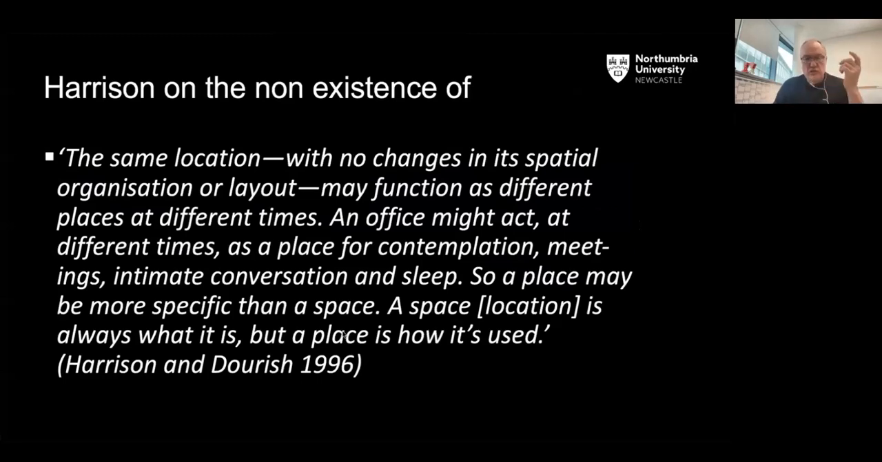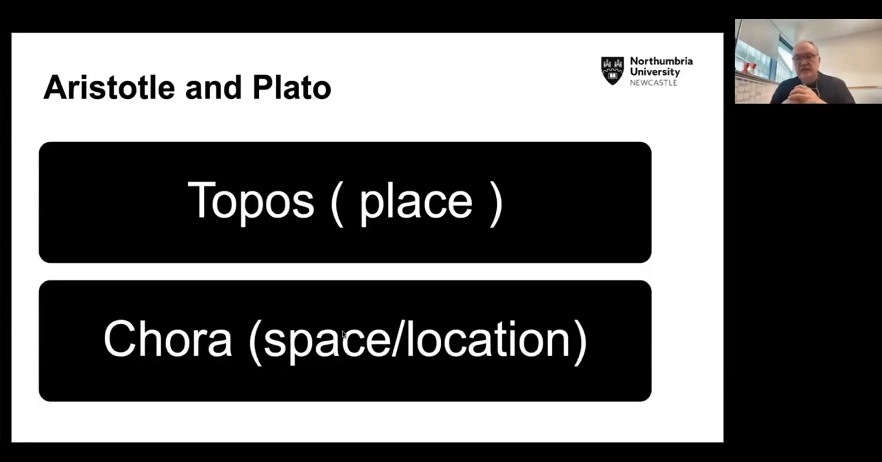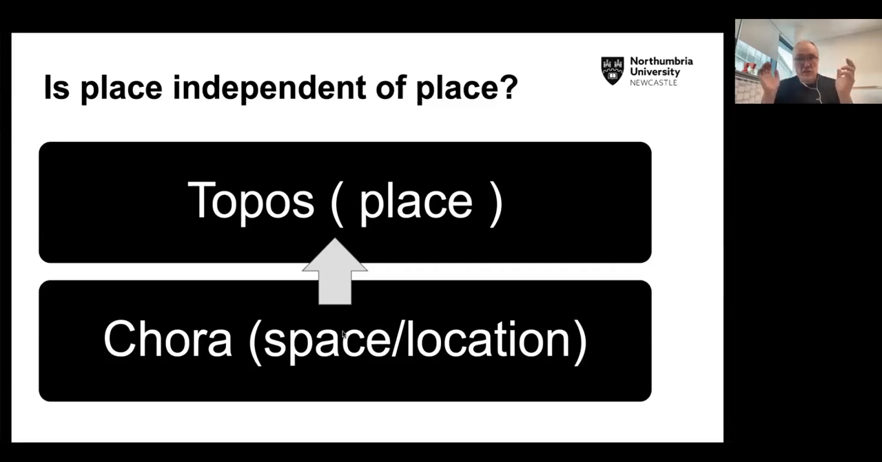More recently, Harrison and Dourish sort of said, you could have a festival somewhere like Burning Man or Glastonbury, and it becomes a place for a bit. And then you could have a completely different festival, and that becomes another place, and their response is, well, what gives with that? So for Harrison, a location is always there, but place is how it's used. Weirdly enough, this notion goes all the way back to the ancient Greeks, where they had this concept of chora, a spatial location, and topos, place. So chora and topos are interrelated, but the interesting question is, does chora give rise to place or not?